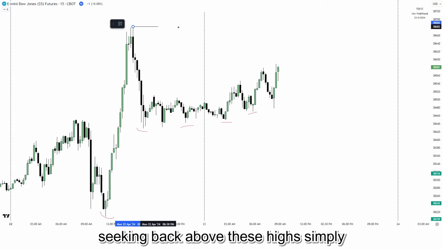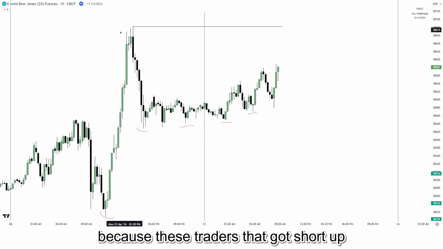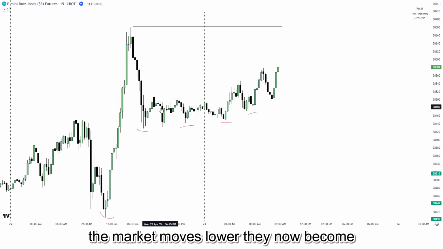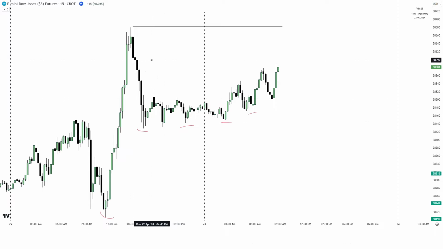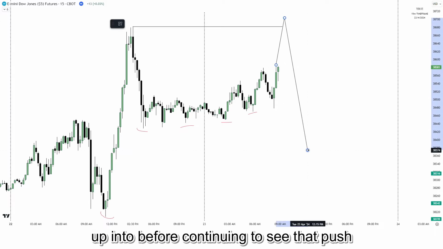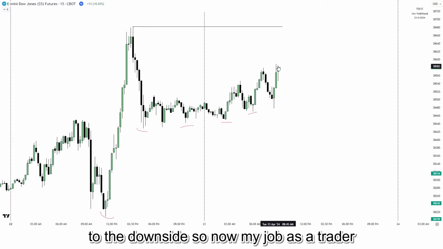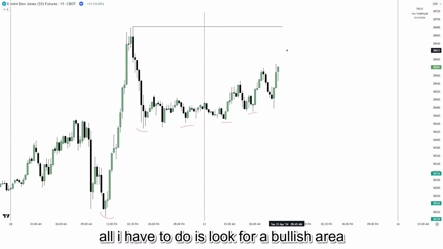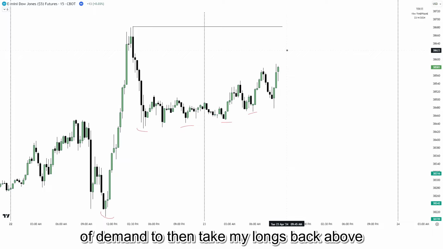Coming into the next week here, we can clearly identify that we've established a low down here. We're seeking back above these highs simply because these traders that got short up here, if they have not taken profits yet as the market moves lower, they now become the liquidity for the smart money to reach up into before continuing to see that push to the downside. So now my job as a trader is basically 90% complete, and now all I have to do is look for a bullish area of demand to then take my longs back above this level.